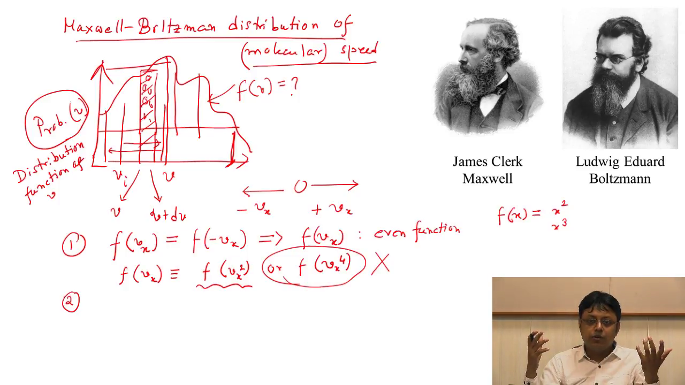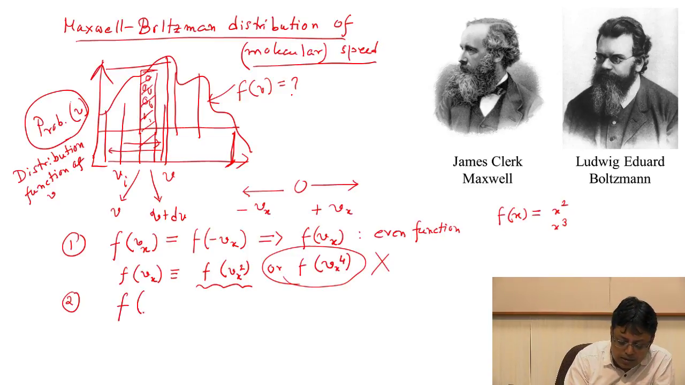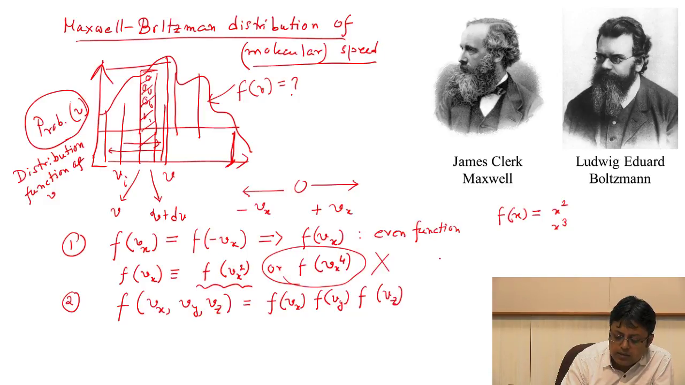So the x component velocity and the y component or z component velocity are just independent components of the velocities. What this means is that the entire distribution function, which says to find the probability of a molecule having velocity components vx, vy, vz, will be just a multiplication of the probabilities along vx, along vy, along vz. Now where is this coming from?